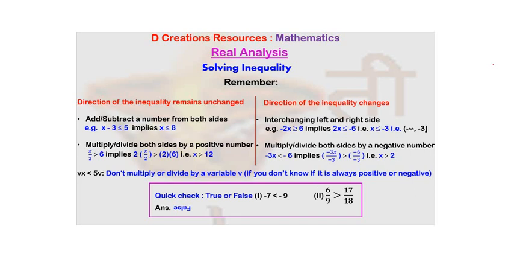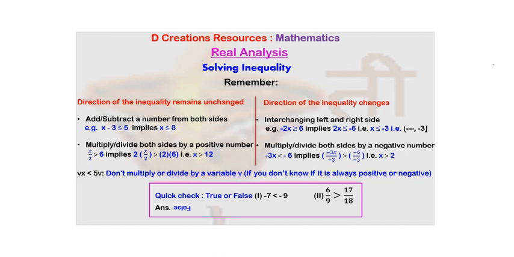Now you have to remember one thing. What if the situation is that you have a variable? So we say vx is less than 5v, and v is a variable. Notice here that if you are not aware of whether the variable v is positive or negative, then you can't on your own multiply or divide. Because if you don't know whether it's positive or negative, you won't know whether the direction of the inequality is going to change or remain unchanged. So that is something that you should definitely avoid.